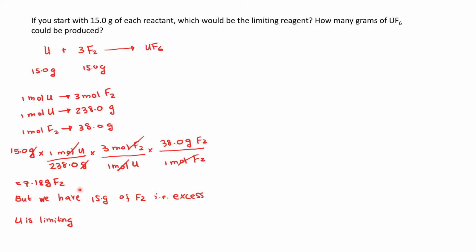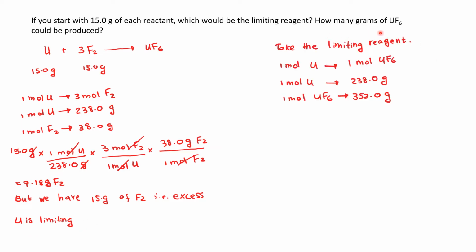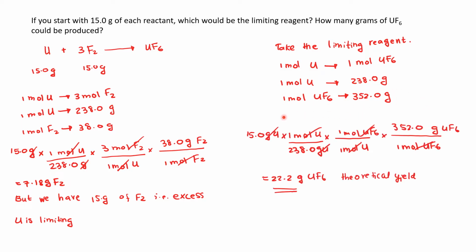What this means is that 15 grams of uranium requires only 7.18 grams of fluorine. But we have 15 grams, which means we have excess. So fluorine is your excess reagent, and uranium is your limiting reagent. How many grams of uranium hexafluoride could be produced? For that, we take the limiting reagent, which is uranium. We also need the molar mass of uranium hexafluoride. So we do the dimensional analysis.